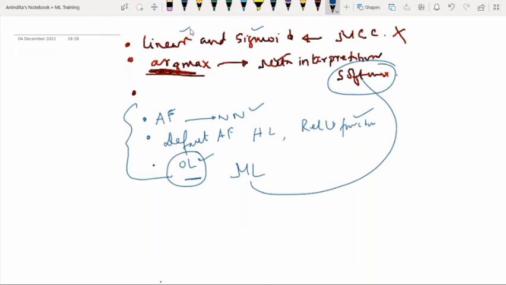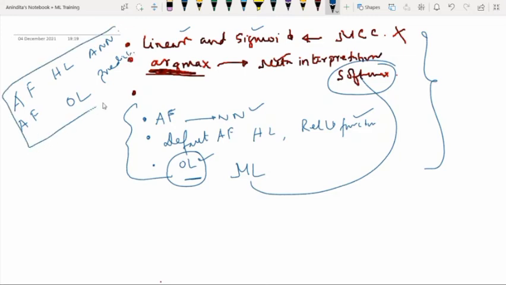So always keep these two conclusions in mind: the activation function in the hidden layer depends on the ANN architecture. However, the activation function applied on the output layer depends on the prediction type. So this is the final conclusion of today's class.